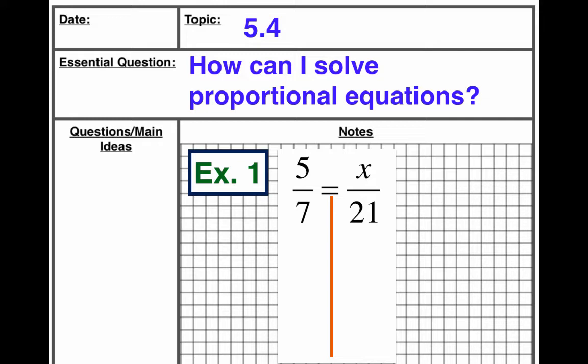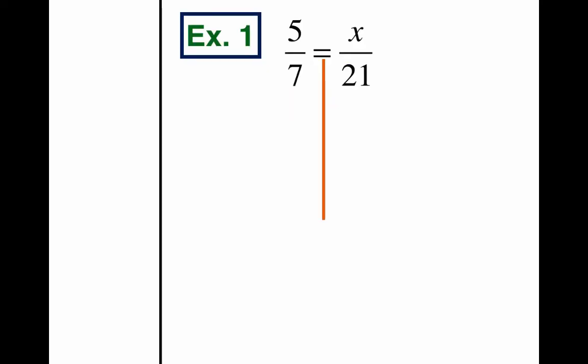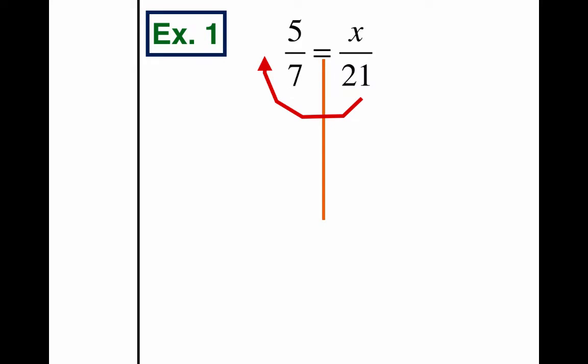Now, what do fractions mean? Fractions mean divide. So if you want to get rid of that 21 and move it away, we've got to do the opposite of divide. We've got to multiply. So I'm going to take that 21, and I'm going to multiply it on the other side. That'll get rid of it. Now I've got to grab a calculator, or do it in my head, 21 times 5, and I'm going to get 105 over 7 equals x. X is by itself now.